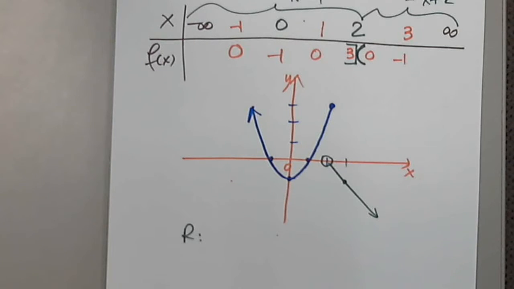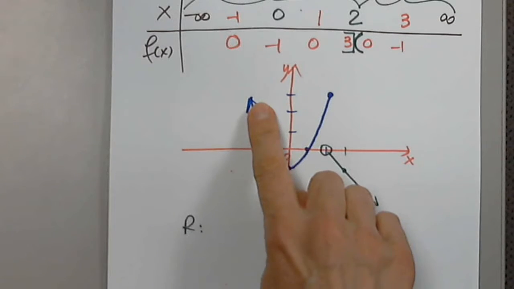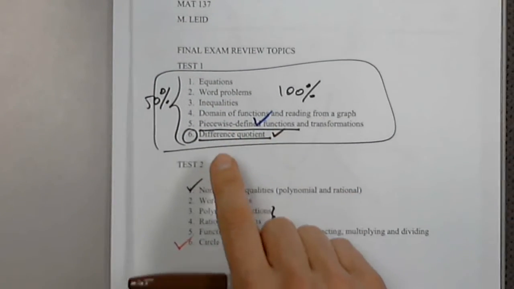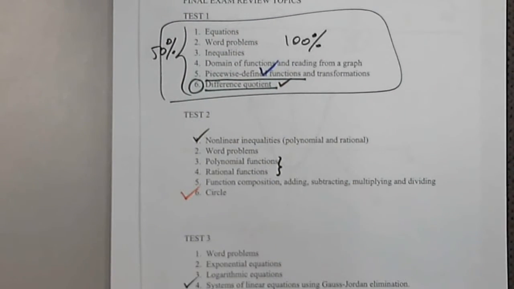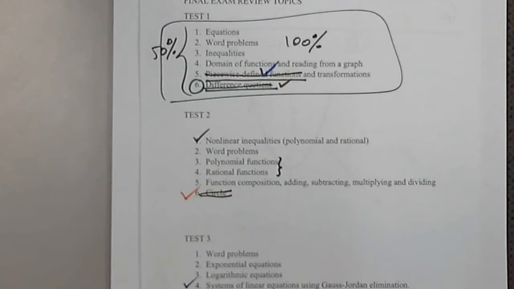So range, one more time. There's an arrow that goes to infinity. There's an arrow that goes to negative infinity. Correct. Yes. Very good. Good. So far we covered piecewise defined functions, difference quotient, and the circle. So these 3.